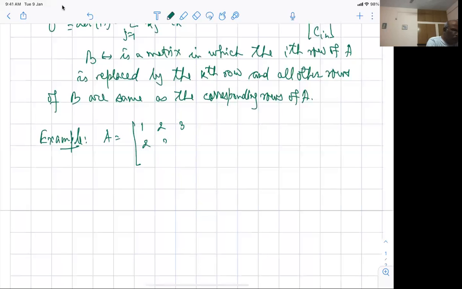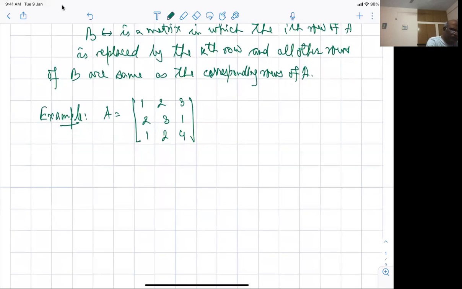So the matrix has rows 2, 3, 1, 1, 2, 4. I want to compute the adjoint of A. So let me first compute the cofactor of A, which is going to be a 3 cross 3 matrix. First I have to remove the first row and the first column. So it is 3 into 4 is 12, 12 minus 2 is 10. So I'll get this 10 here. Please be careful because I'm looking at minus 1 to the power 1 plus 1.